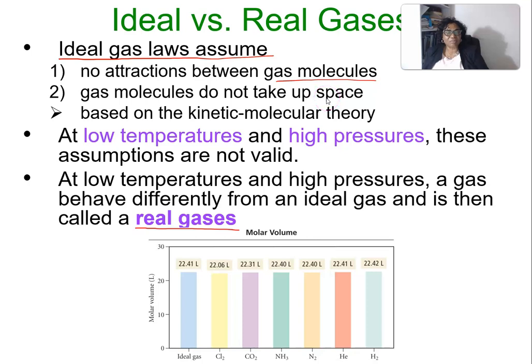So we can see the molar volume. This is the ideal gas. Ideal gas assumes that all gases have this molar volume. But in reality, look at the molar volumes of different gases: chlorine, carbon, nitrogen, ammonia, nitrogen, helium. They are different. The molar volumes are different.